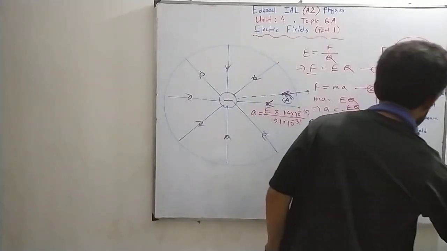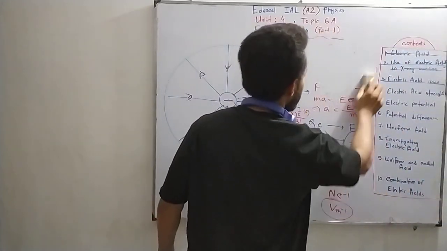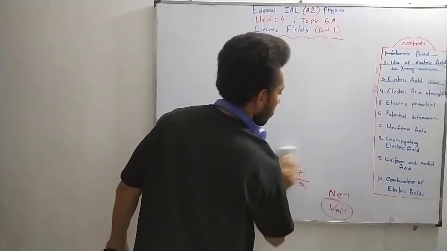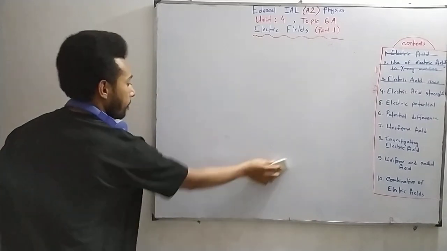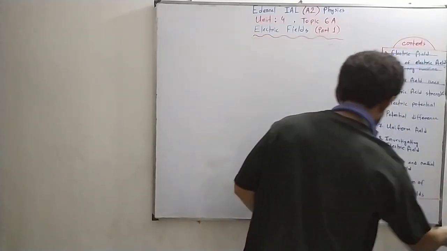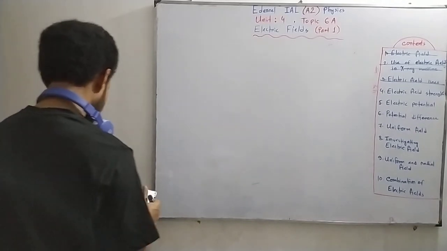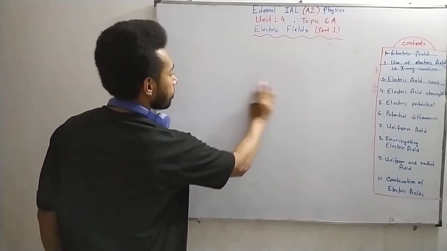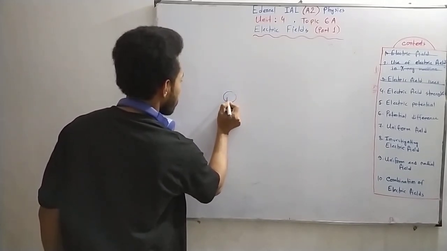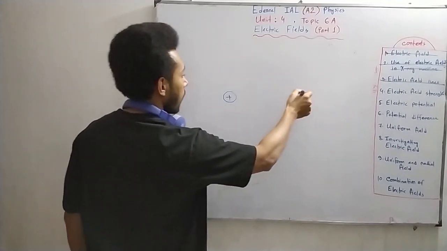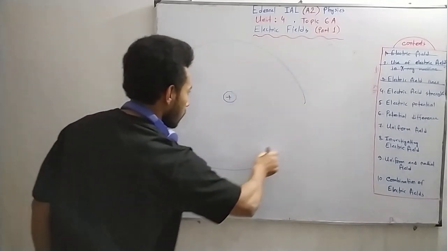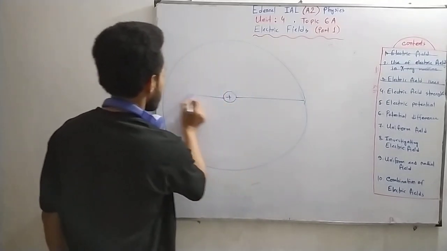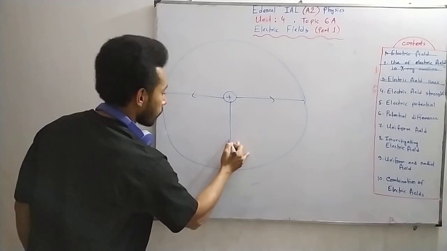Now we are going to discuss electrical potential. Again, consider a charged particle, and there will be an electric field around it, with field lines directing outwards from the center.